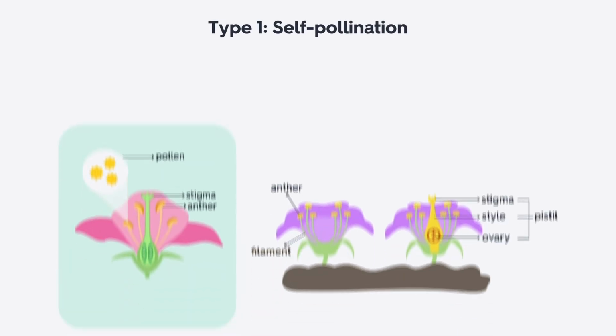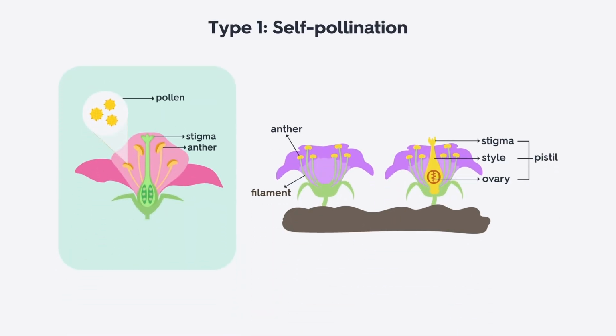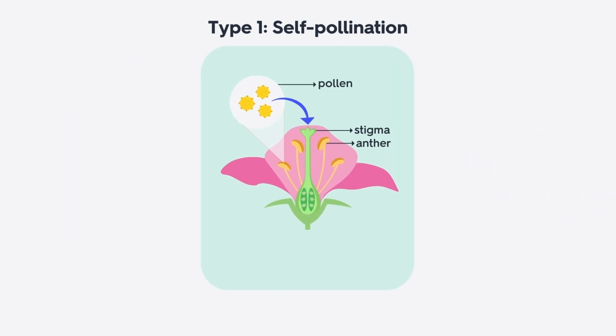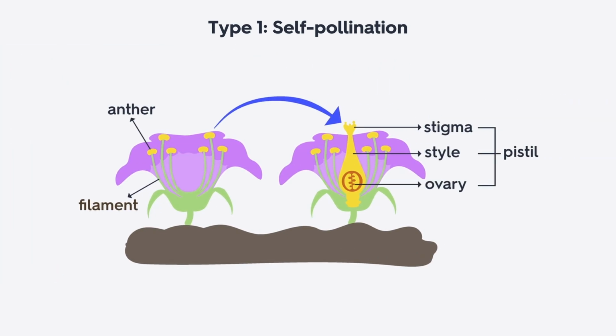The first type is self-pollination. Self-pollination happens when pollen comes from the same plant, either within one flower or between two flowers on the same plant. That's easiest when a flower has both male and female parts. However, even if a plant has separate male and female flowers, it can still self-pollinate as long as both flowers are on the same plant.